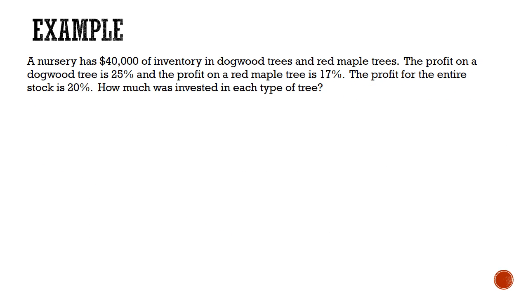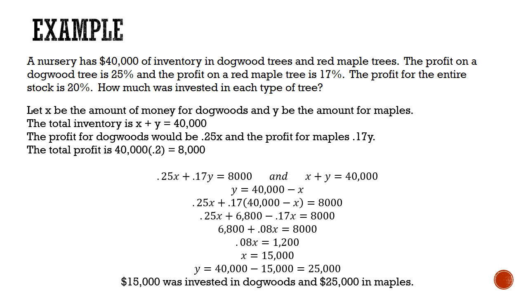Try this investment problem. Pause the recording, give it a try, and resume the recording to check your answer. We're going to let X be the amount of money that you spend on dogwoods and Y be the amount for maples. The total inventory is X plus Y, which is $40,000. The profit for dogwoods will be 0.25X, and the profit for maples 0.17Y. The total profit is 20% of $40,000, which is $8,000.